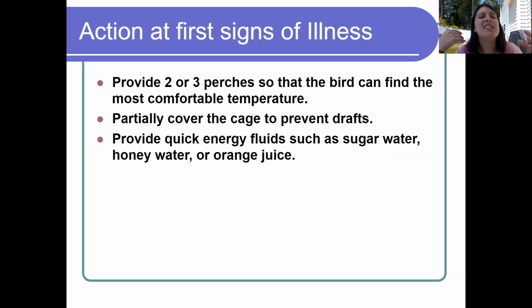If you think that your bird may be sick, provide something similar to Pedialyte, like when people get sick or dehydrated. Even though Pedialyte was originally made for babies that are sick, it does an excellent job of quickly rehydrating. Birds may also need the same thing. So sugar water, honey water, even orange juice, some kind of fluid that you can get the bird to drink that's going to provide them a little bit of energy, getting something in their system outside of water.